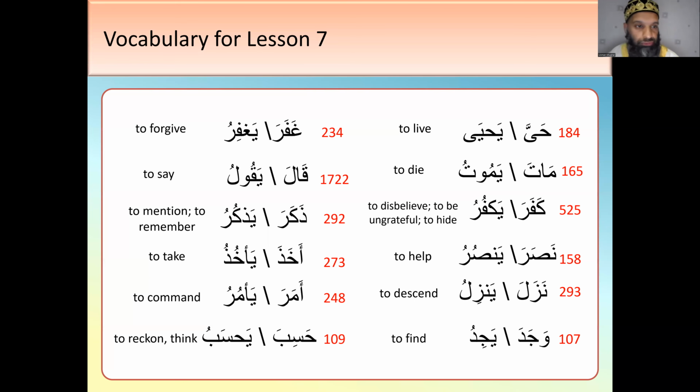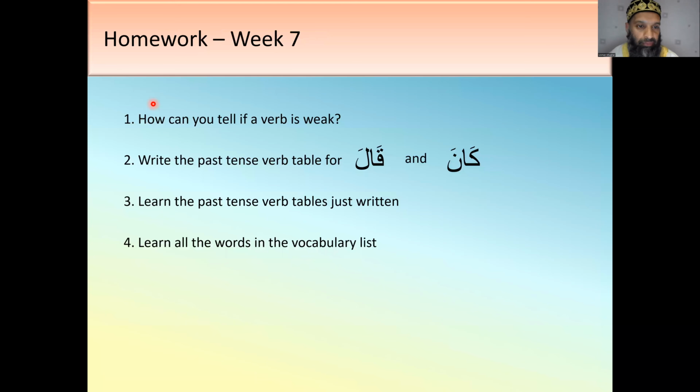Right. That's all I think for today. Lastly, how can you tell if a verb is weak? So you need to know how you can tell a verb is weak. You need to look at your notes, get the answer to that. Write the past tense verb table for qala and kana. So basically just copy the table that's in your booklet. Learn the past tense verb table you just wrote, right? Just learn it. And the endings are the same. You just have to learn the adjustment and it's all done. Learn all the words in the vocabulary list.